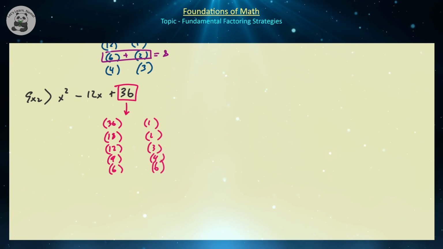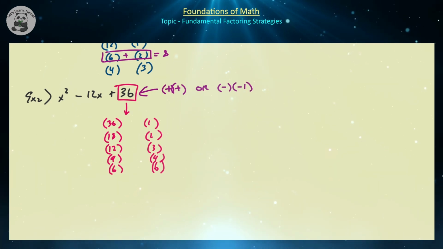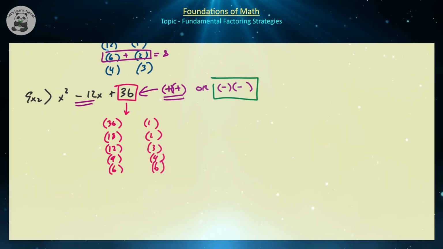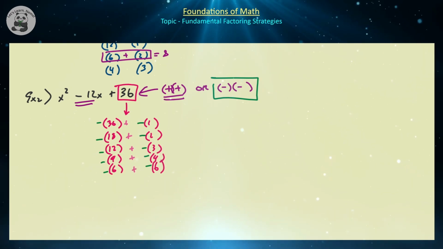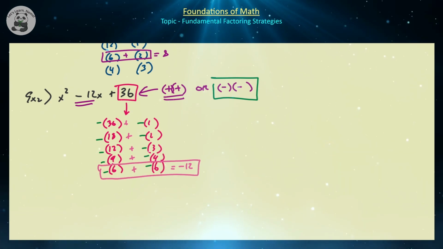Now keep in mind, the way we can get 36 is either a positive times a positive or a negative times a negative. And we need to be able to add to get a negative number in front of x. If we add two positive numbers, you can't get a negative number. Therefore, the numbers that we're going to be looking for are both going to be negative. So we can put a negative sign in front of these to see which one is going to generate what we want. Negative 36 plus negative 1 is minus 37. That's going to give us minus 20. That's going to give us minus 15. And minus 9 plus minus 4 is minus 13. And minus 6 plus minus 6 is minus 12. Aha. So those are our numbers. So minus 6 and minus 6 are our numbers.